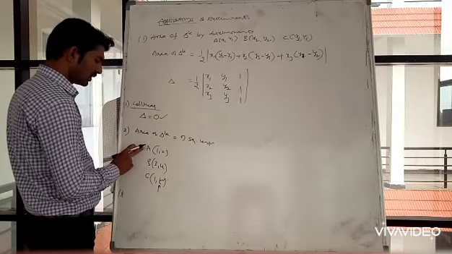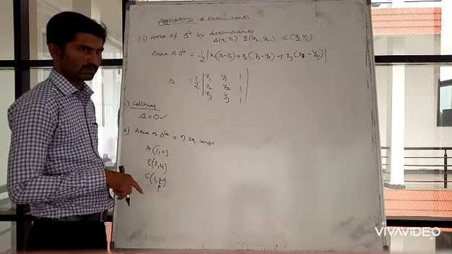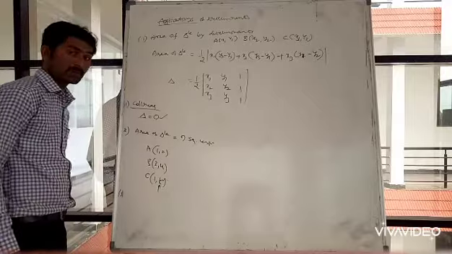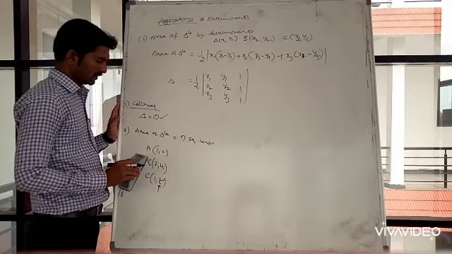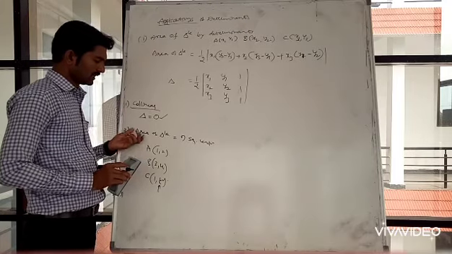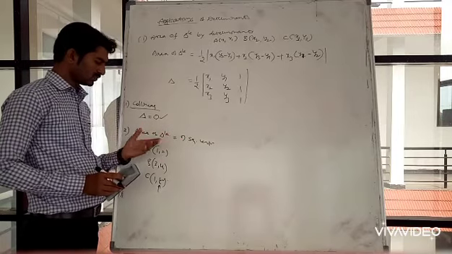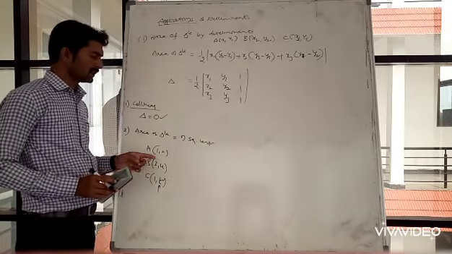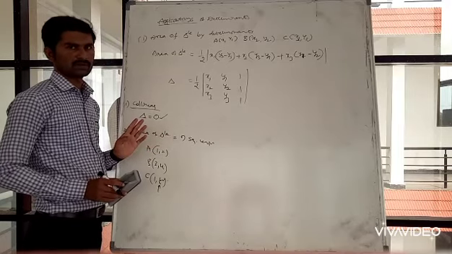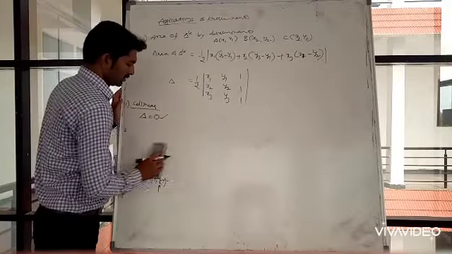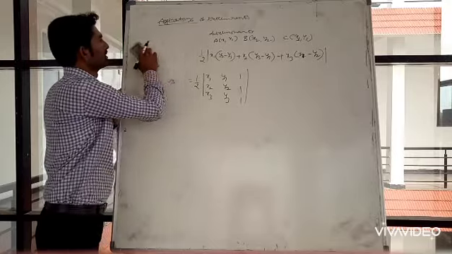If they give only the vertices, the area will be only positive, because area is always positive. The third point is: if they give the vertices, then the area of the triangle is positive. If they give the area of the triangle and ask to find the k value, in that case we need to consider the area of the triangle as plus or minus. These are the 3 points we need to remember. By using this formula, let's solve the examples.